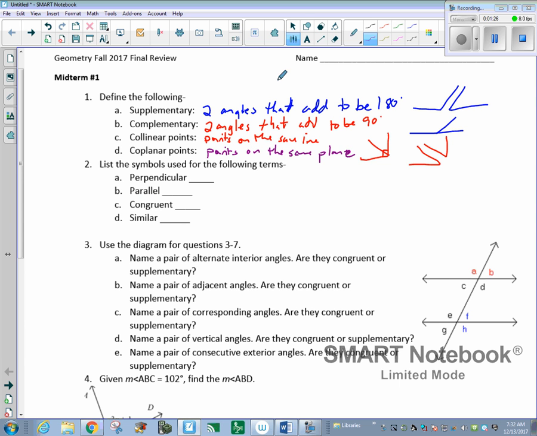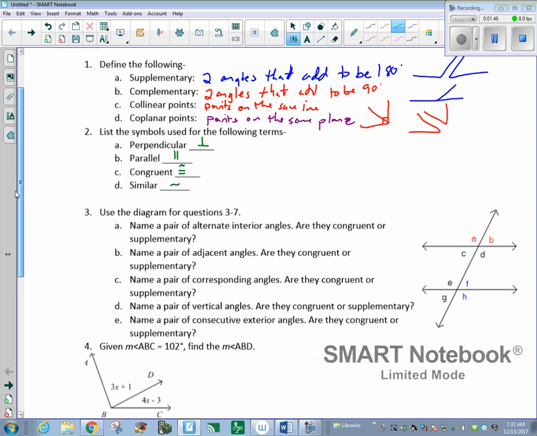All right, and so then they're asking us what symbols do we use for each one of these? Well, perpendicular makes a little right angle, so it's an upside down T. There's our little right angles in there. Parallel are two vertical lines. Congruent looks like that. And similarity is without the equal sign, and it's that symbol.